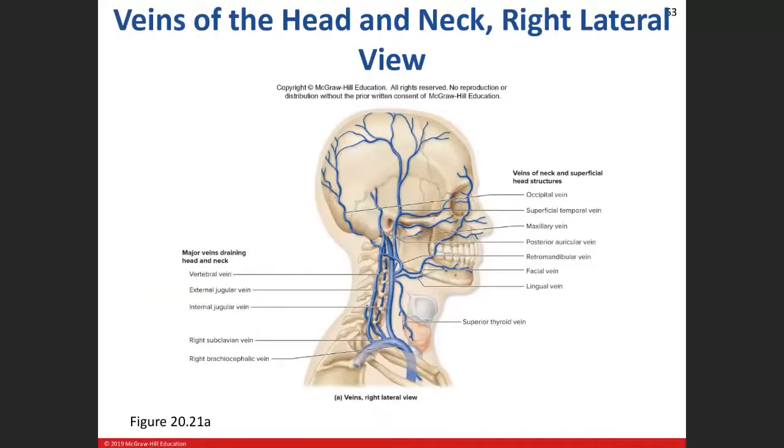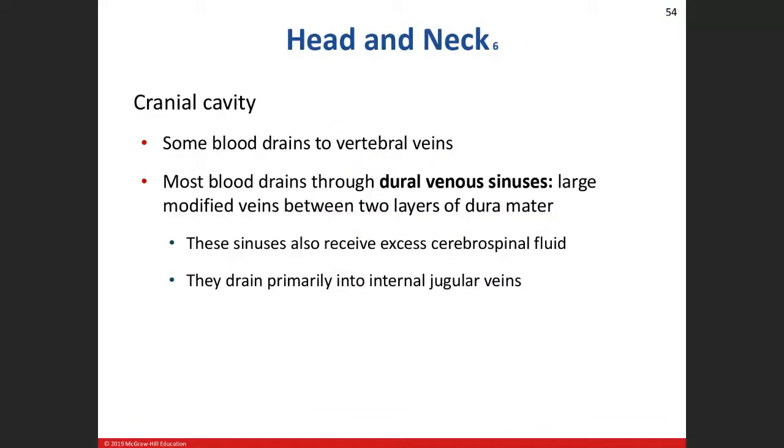I have to be careful with my wording there. All right, this is in your book. So we talked about how the circle of Willis supplies blood to the cranial cavity. Now we've got to figure out how some of this blood is drained from the cranial cavity. And guess what?